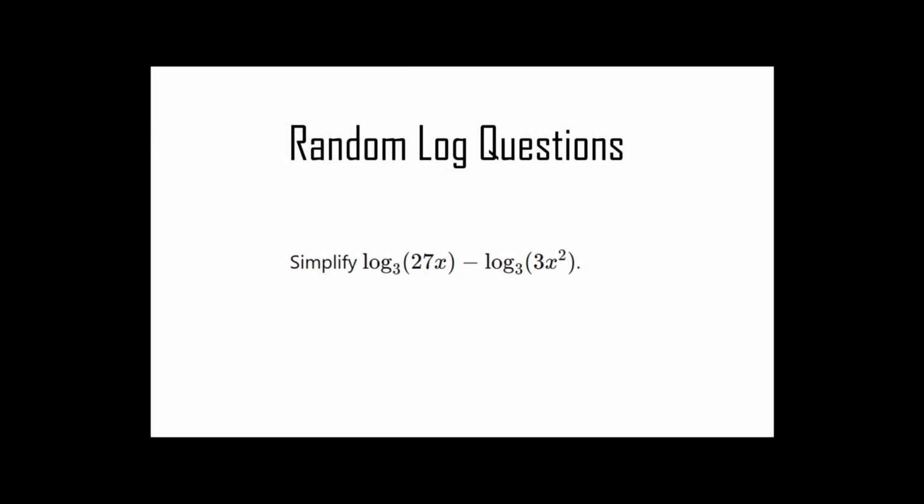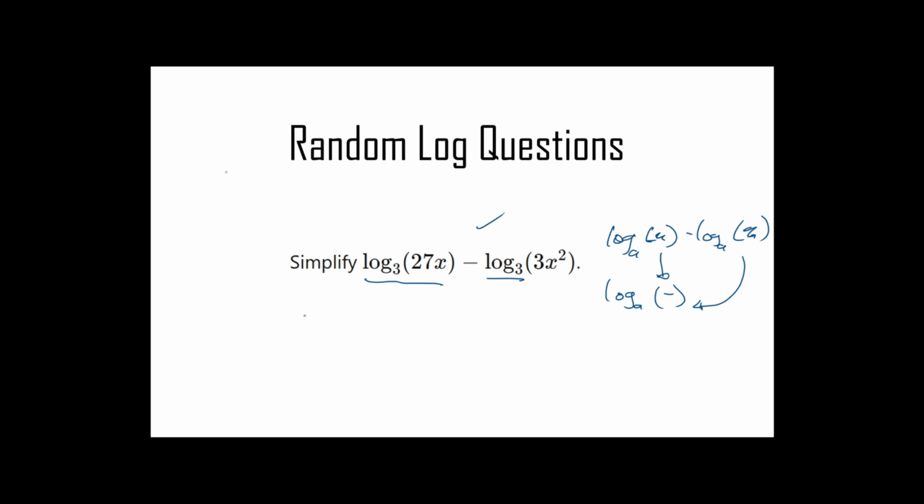Okay, let's just do some random log questions. This one is log base 3, log base 3. Okay, so we're fine with that. So we can use the rule: we have log A of something minus log A of something else, it's going to be log A of that thing over that thing.